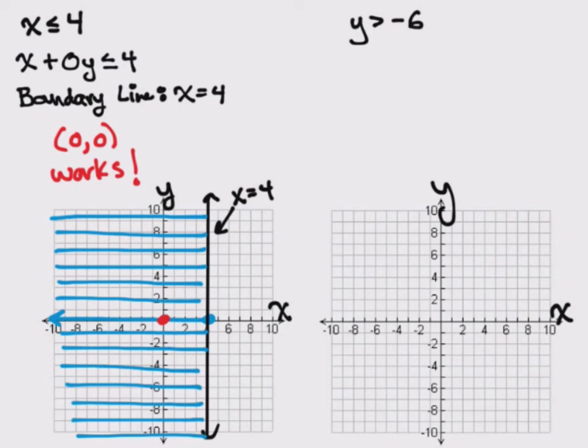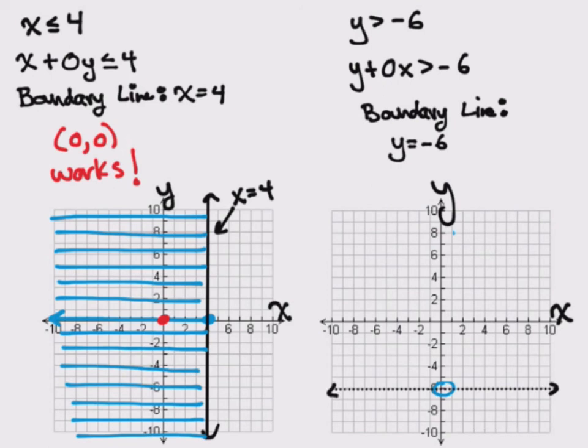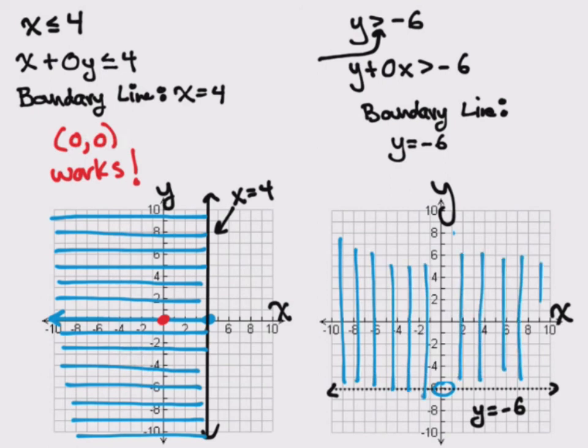What about y is greater than negative 6? Now, if we're going to try and graph this on a plane, which is usually reserved for inequalities with two variables, we could consider this y plus 0x is greater than negative 6. Of course, our boundary line in this case is going to be y equals negative 6. And this is going to be dashed because, of course, this is a y is greater than and not y is greater than or equal to inequality. And of course, because our inequality is greater than, we know to shade above the boundary line.